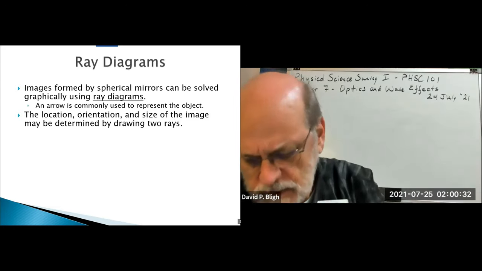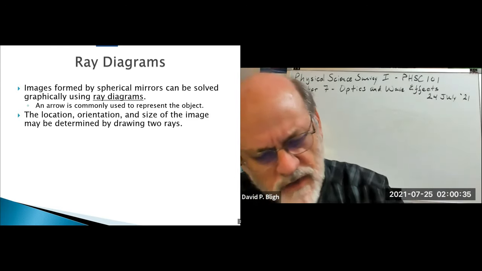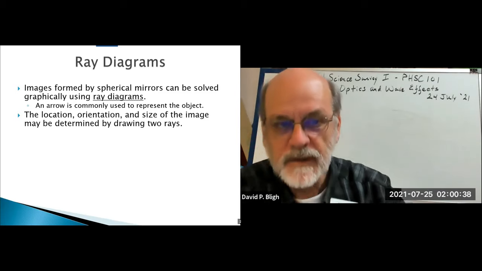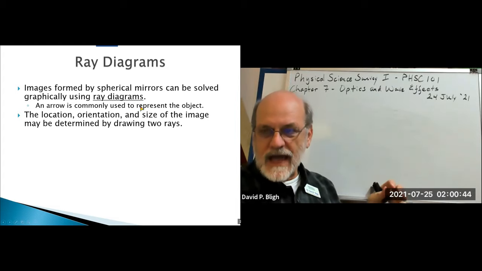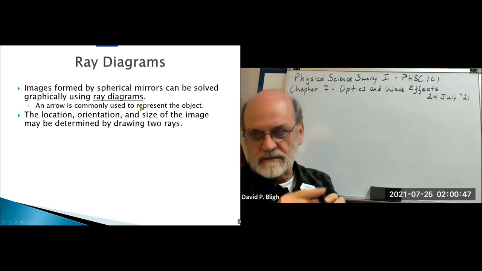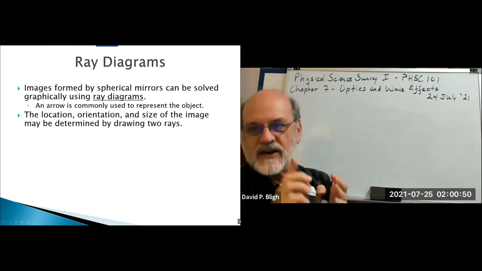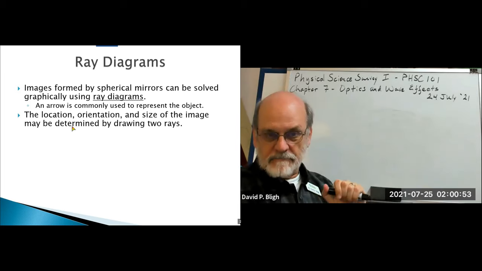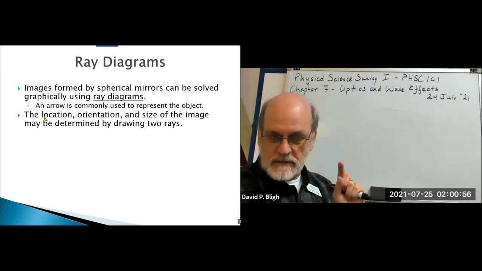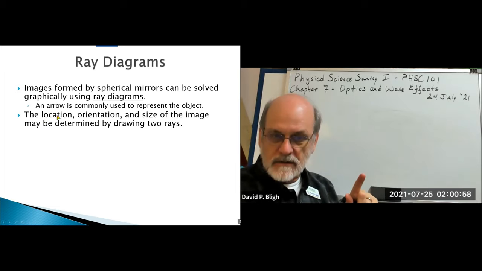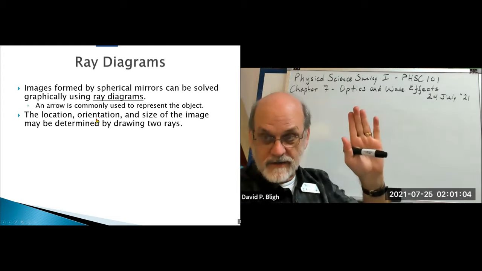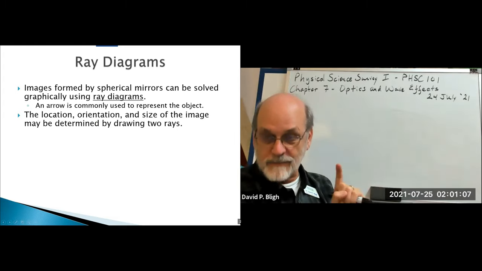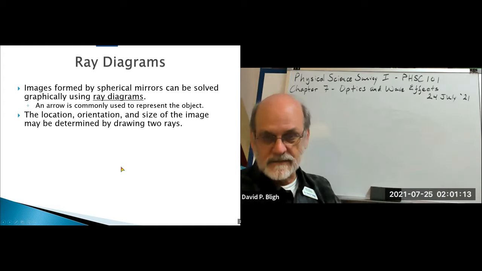Actually, I think I've got some pretty good graphics here, so I won't have to draw them for a ray diagram. We represent the object as an arrow, and then we represent the image as an arrow with a dash, rather than a straight line arrow, a dashed arrow. And what we're able to do is plot the location of the image, the orientation of the image. I mean, is it upright or is it inverted? And the size, how big is it? And we only have to draw two rays to do that.